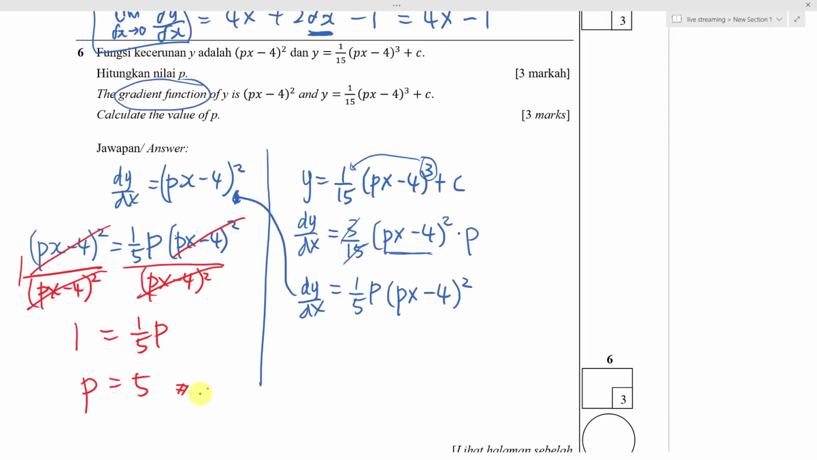Okay, a lot of students will think, okay, cut and cut, I get 0. But you just always remember a over a, you get 1, it doesn't get 0.